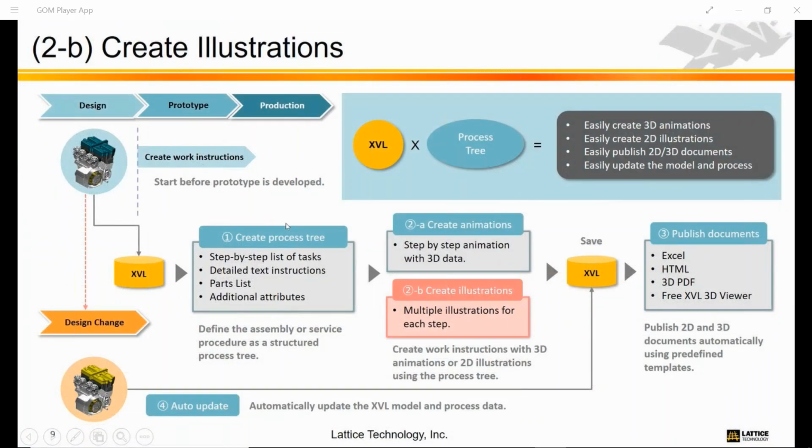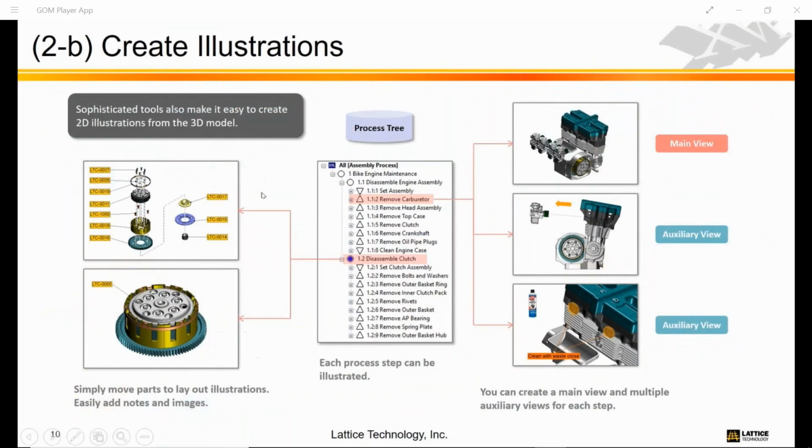The process tree can also be used to create illustrations. Lattice makes it easy to create 2D illustrations from the 3D model. Simply move the parts to lay out the illustration. You can also easily add notes and images to the illustration. Within the process tree, you can create a main view and multiple auxiliary views for each step.